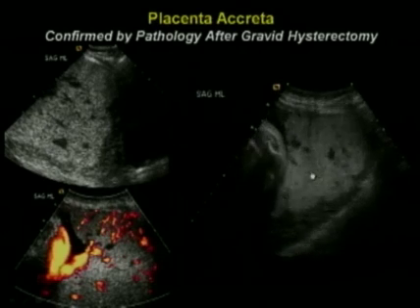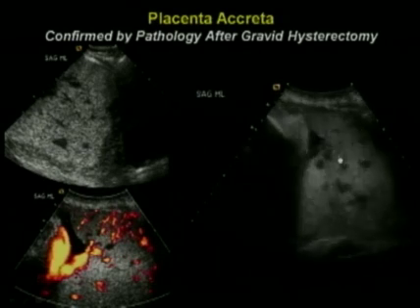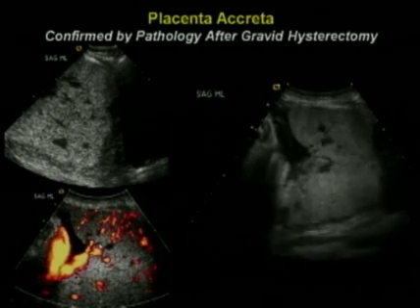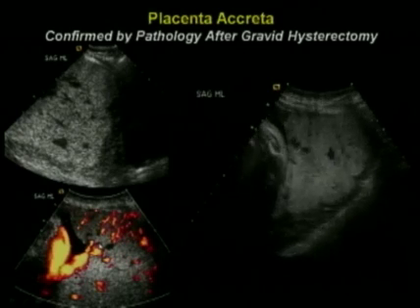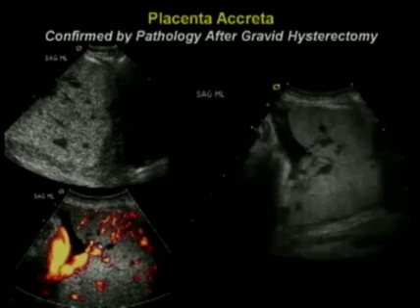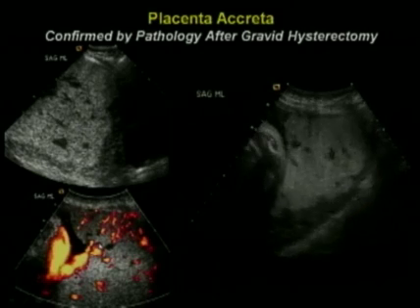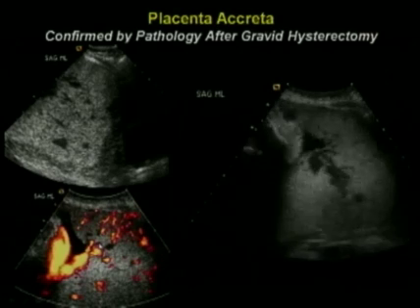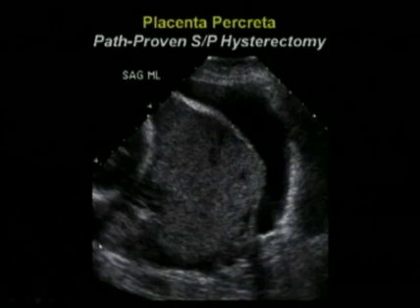And you can also see that there are large irregular venous lakes in the placenta, some of which fill in with color Doppler. So this is a placenta accreta, at least an accreta, and this woman ended up having a hysterectomy during delivery to control her bleeding. And pathologic examination confirmed the diagnosis of a placenta accreta or increta.